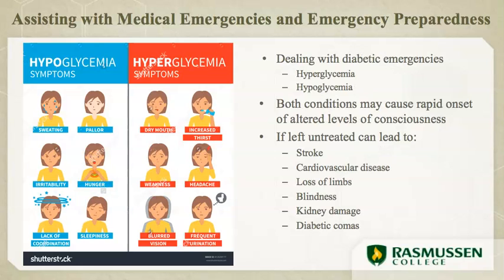Along with this, we have to learn how to work with medical emergencies, specifically those related to the endocrine system, and handling, for example, diabetic emergencies. This could either be hypoglycemia or hyperglycemia. Both conditions may cause a rapid onset of altered mental levels of consciousness. The greater risk to patients is hypoglycemia.